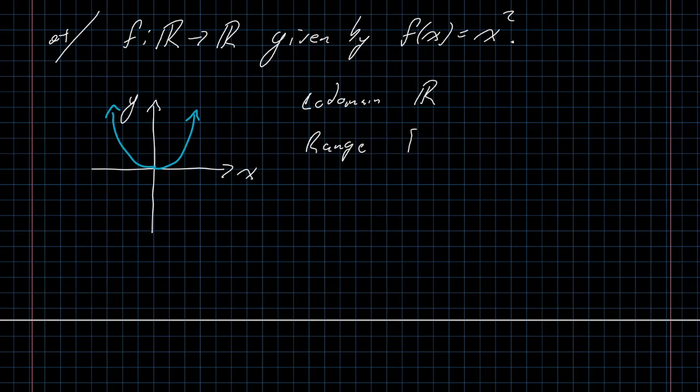The range is just the numbers from 0 to infinity. The squaring function, when you put a real number into it, will spit out a positive number, never a negative number. And so that is an interesting additional property of the function.